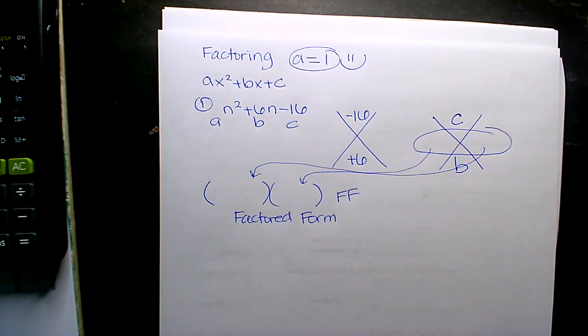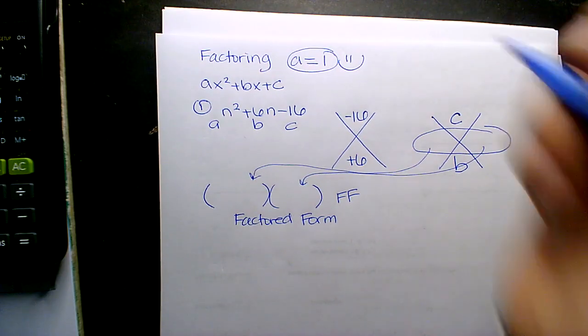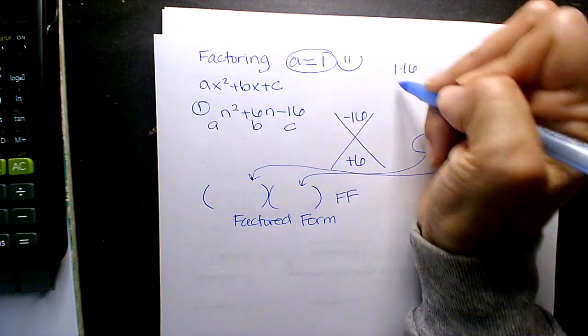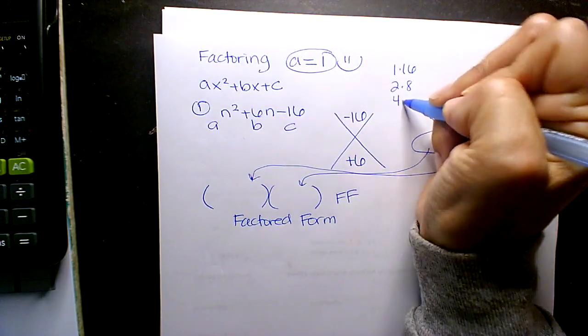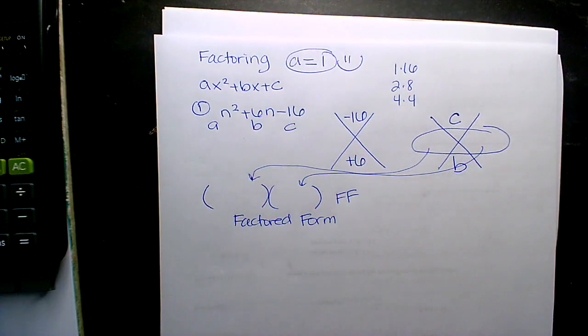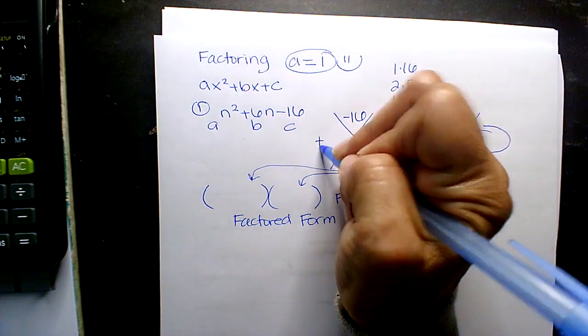So now list. What are the possibilities of getting negative 16? 1 and 16, 2 and 8, 4 and 4. So the better you are with your numbers, the faster you are at factoring. It all comes down to what? Your 4th grade? Is third grade when you guys learn to multiply? Yeah, so 3rd, 4th grade, your teacher at its finest, here you go. These are your numbers.